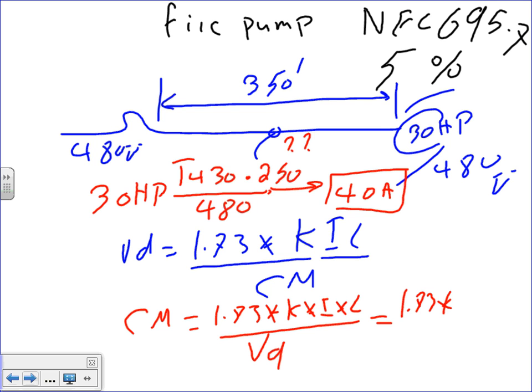1.73 times, what's K? K is copper, 12.9. Why copper? I decided I want to use copper with the fire pump, definitely. 12.9 times I, what's I? 40 times, what's the L? 350 feet. Divide everything by, what's the voltage drop acceptable by this motor? 5%, not 3%, Brooks, my friend. And you multiply this by the source voltage, 480.